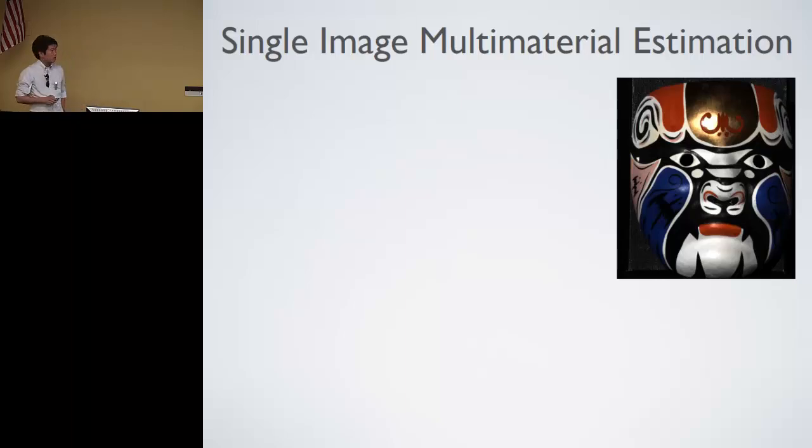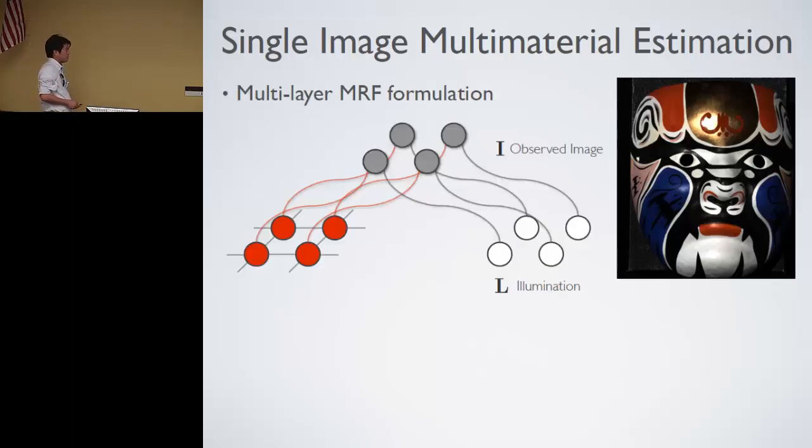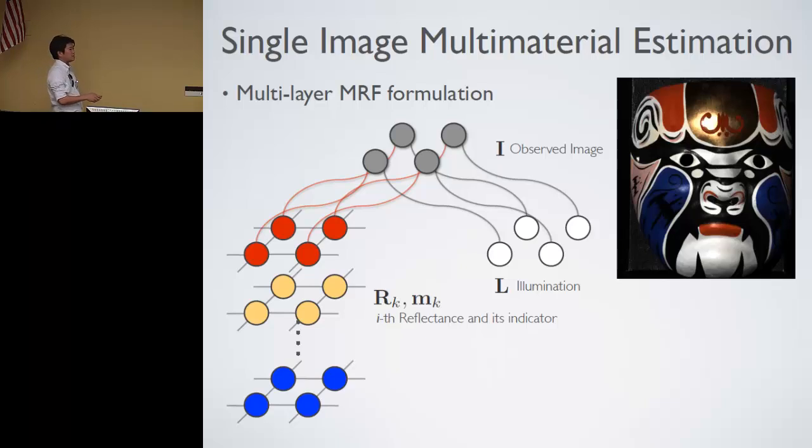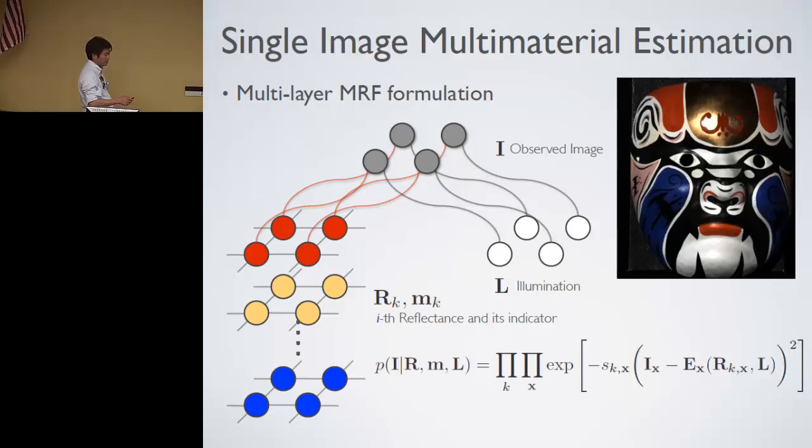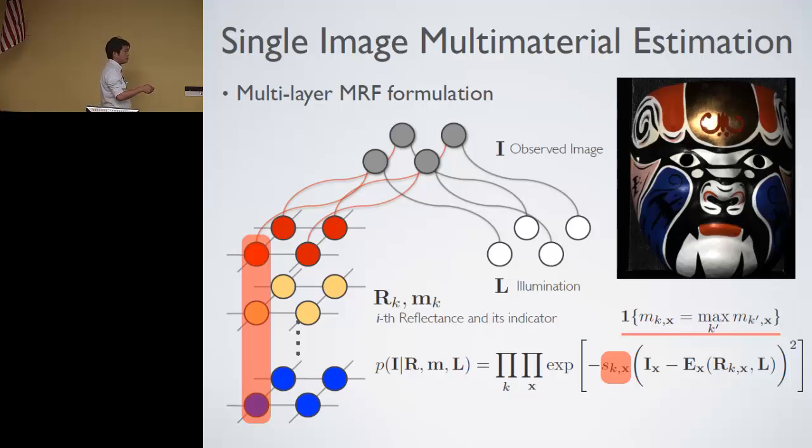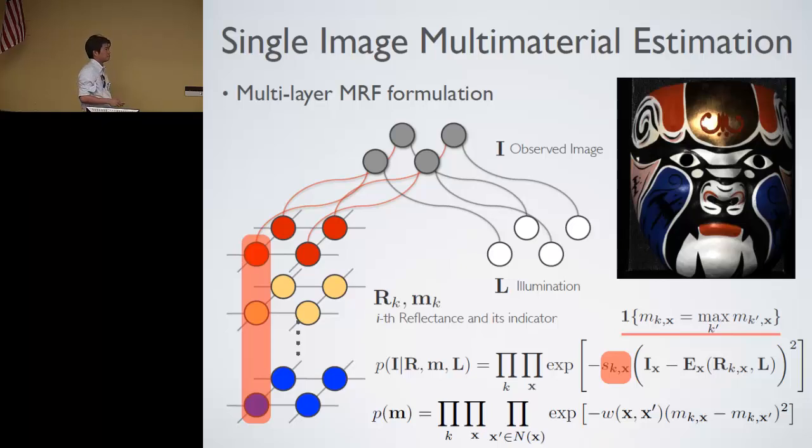And we solve this with a multi-layer MRF formulation. I'll skip all the details, but the key idea is that instead of just having one layer for one material, we have multiple layers, and for each layer we have an indicator value which says that only if that particular material's indicator value is max across all the layers can it be responsible for that pixel, right? So it's very similar to doing layer-based optical flow estimation, but here we're estimating the materials.